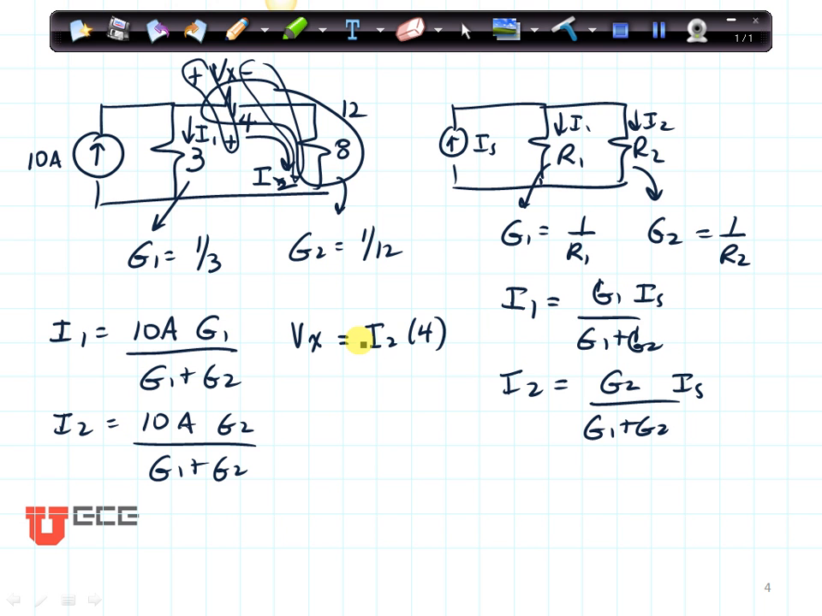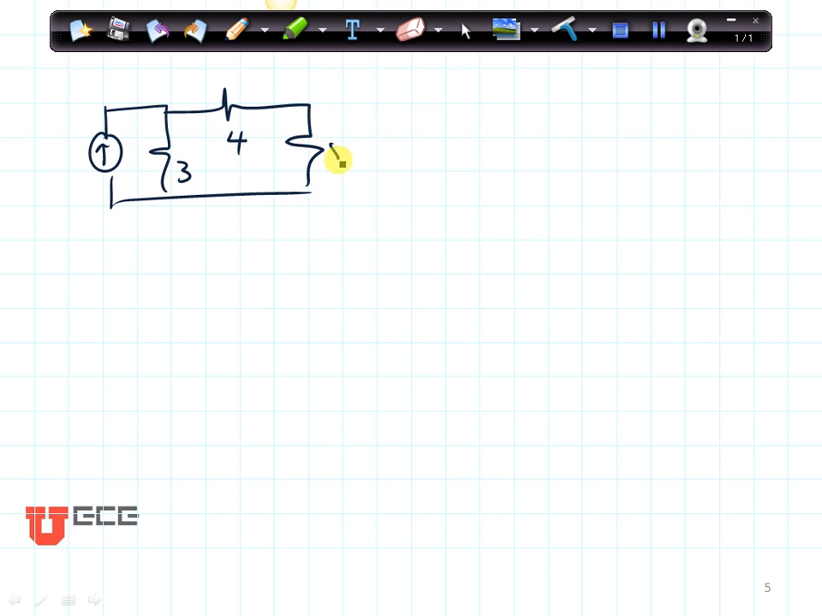Okay, great. That's one way of doing this problem. Let's go do it another way. Let's say that I have the current. So here's 3, 4, and 8, and this is the voltage that I want to find. This is 10 amps.